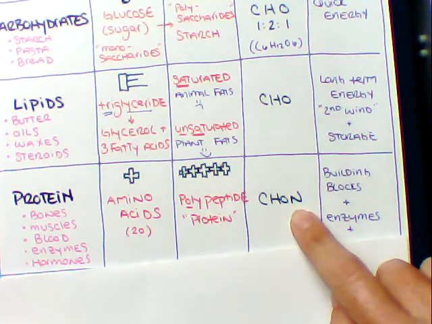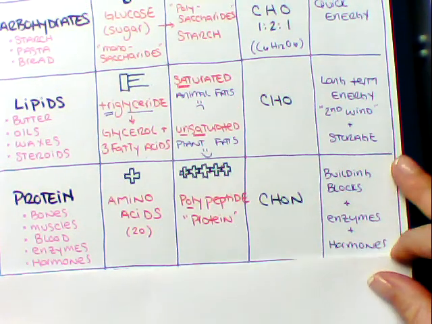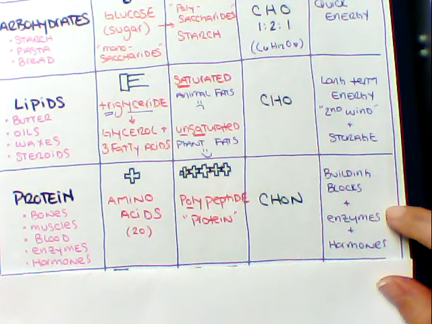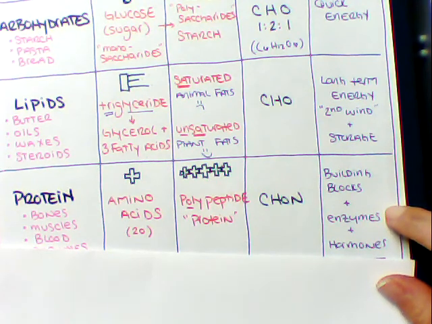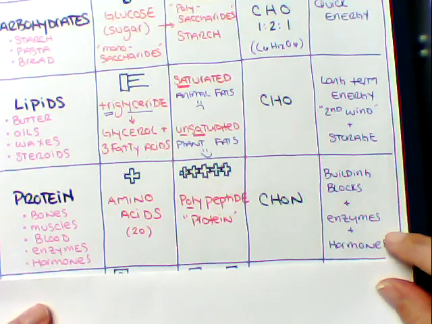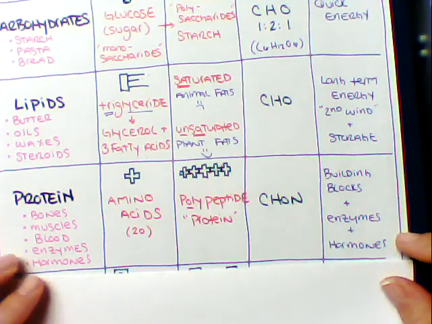And so again, the major function of proteins is to be used as a building block. They help produce enzymes, which help to digest your food and make activation energy lower. And then of course, they also help with your hormones.